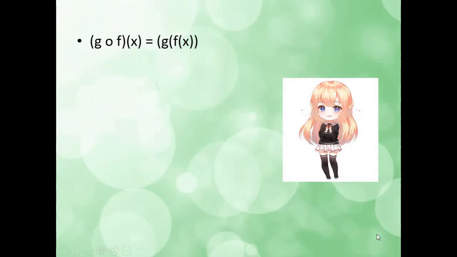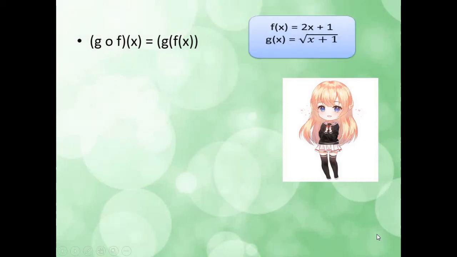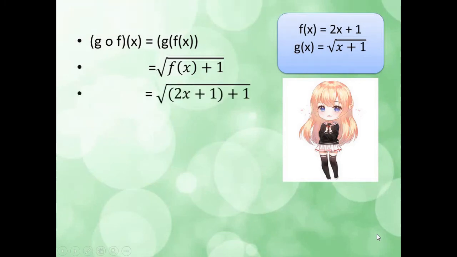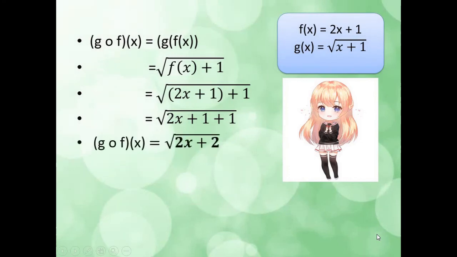So g circle f of x is equal to g of f of x. We know that f of x is equal to 2x plus 1 and g of x is equal to square root of x plus 1. So that would be square root of f of x plus 1. f of x is 2x plus 1, so square root of the quantity 2x plus 1 plus 1. You remove the parenthesis and get square root of 2x plus 1 plus 1. So the final answer is square root of 2x plus 2.